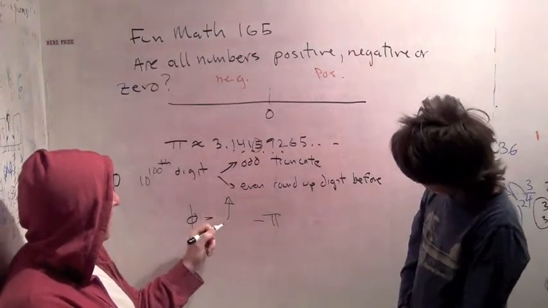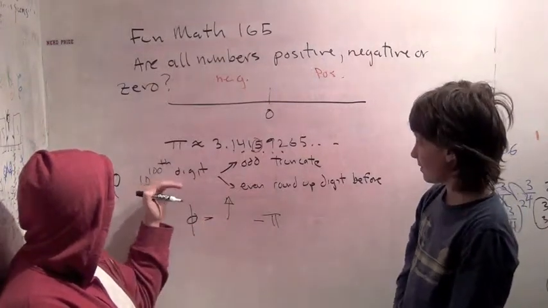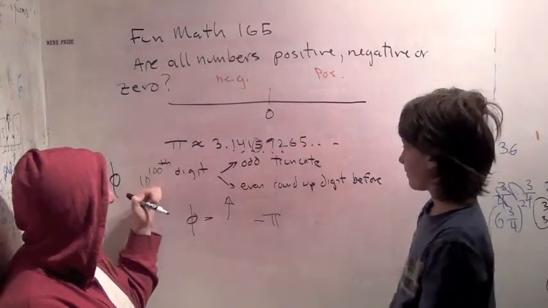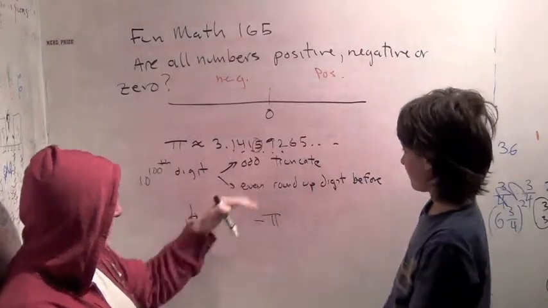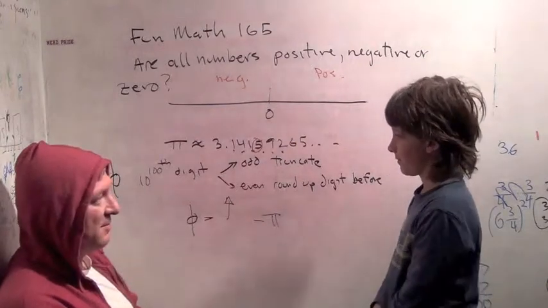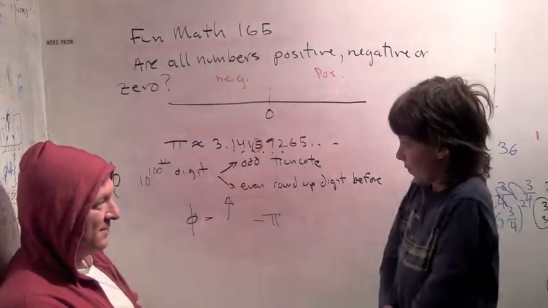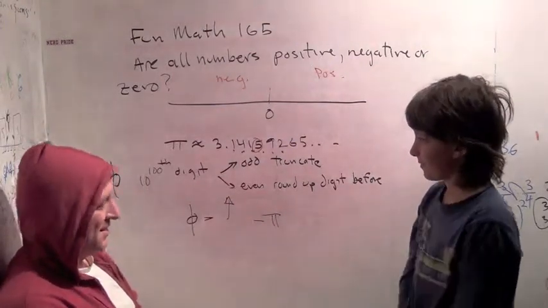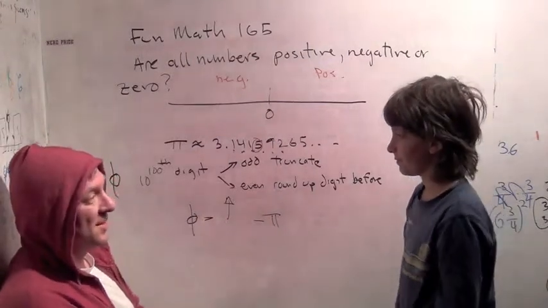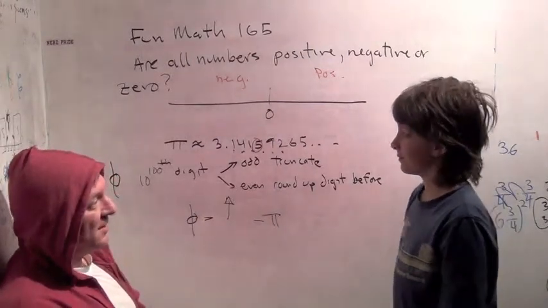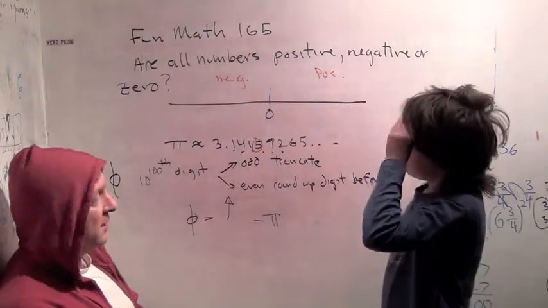So what can you tell me about this number? We apply this procedure to the 10 to the 100th digit, and then we get a number. Is that number positive, negative, or zero? We don't know. So sometimes you just don't know if a number is positive, negative, or zero. And the interesting thing here is there's really no way we could ever figure this out.